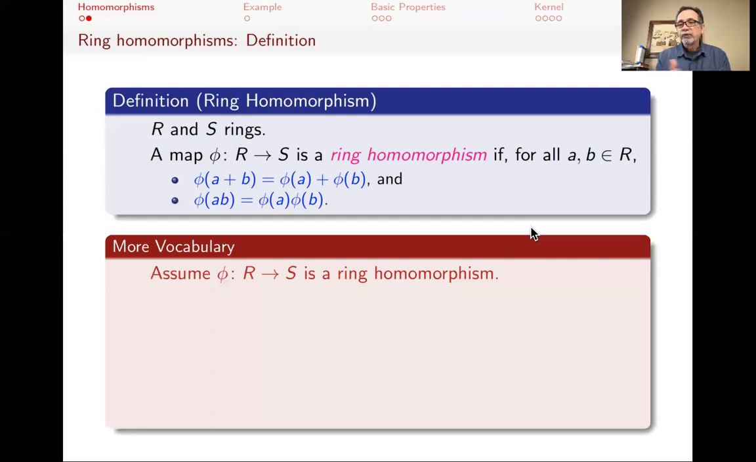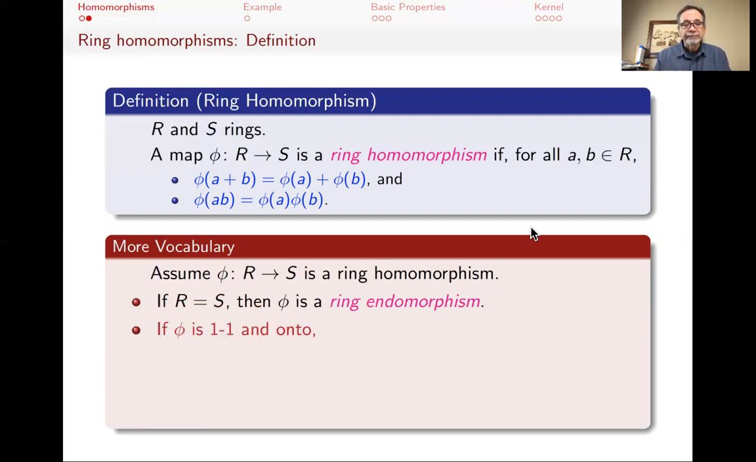Okay. There's more vocabulary that we can use. The rest of this vocabulary is not really necessary. You can just use the word homomorphism as well as one-to-one and onto and so forth. But we like new words because it makes us feel smart to have jargon that we can use. So if you have a homomorphism from R to S, R is the domain, S is the codomain. If R and S happen to be the same, so you have a homomorphism from a ring to itself, then that's called a ring endomorphism. So an endomorphism is always from something to itself.